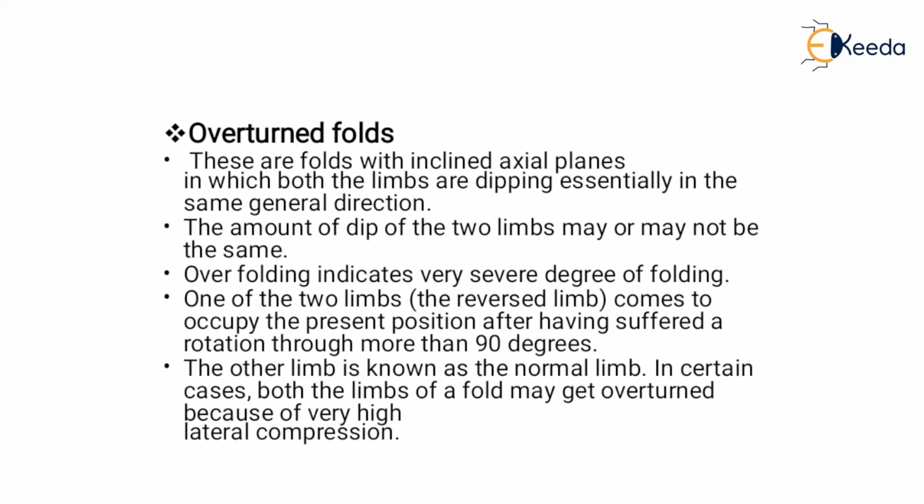These are the folds with an inclined axial plane in which both limbs are dipping essentially in the same general direction. The amount of dip of the two limbs may or may not be the same. Overfolding indicates a very severe degree of folding. One of the two limbs comes to occupy its present position after having suffered a rotation through more than 90 degrees. The other limb is known as the normal limb. In certain cases, both the limbs of a fold may get overturned because of very high lateral compression.